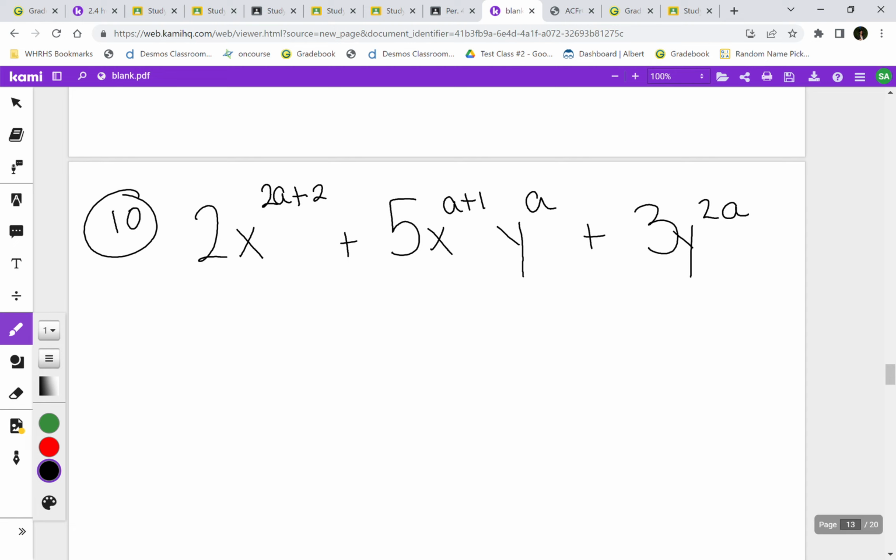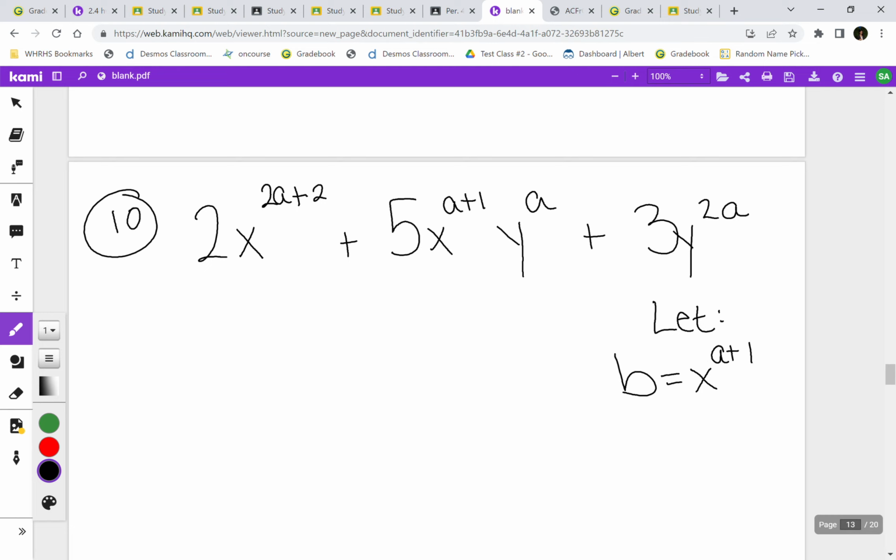Can I use substitution here? We can use substitution here, but when I use substitution, can I use a? No. Can I use x? No. Can I use y? No. So I'm going to use different variables. We can use b. We can let b equal, we'll choose the smaller x. What is the smaller x? x to the a plus 1.